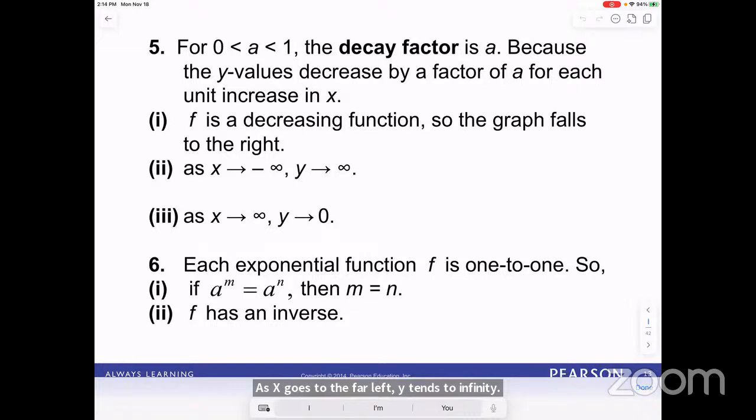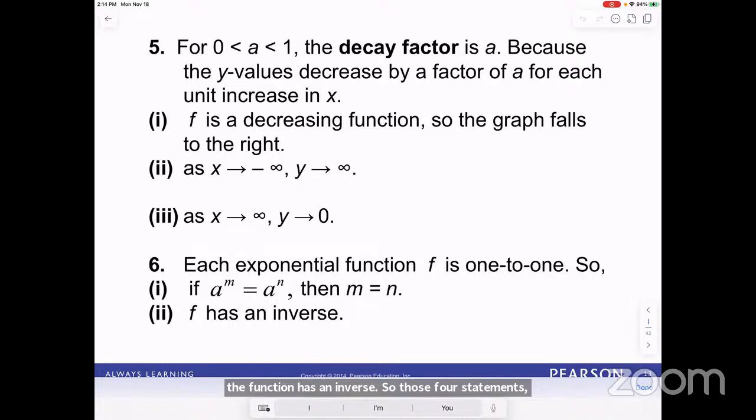Okay, and then each exponential function is 1 to 1. Let me make this statement when it comes to 1 to 1. The following 4 statements can be used interchangeably. A function is 1 to 1, but that's the same as the graph passes the horizontal line test, but that's the same as every y corresponds to exactly 1 x, but that's the same as the function has an inverse. So those 4 statements, again, we can use them interchangeably.